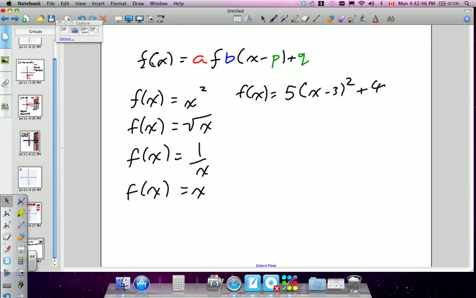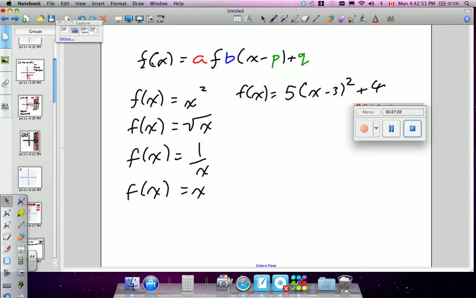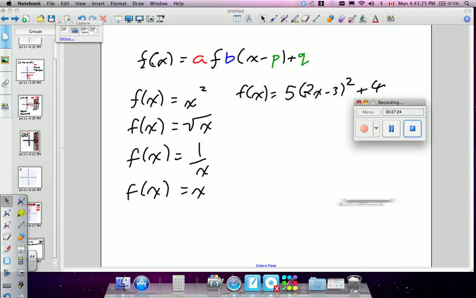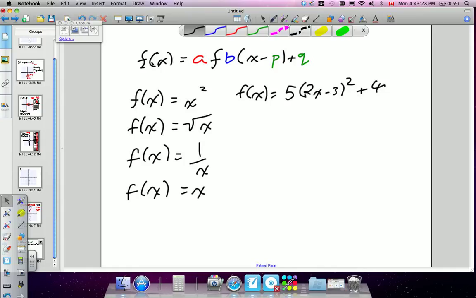And another way we can affect this. Okay, so sorry, here we go. So essentially, here's our a value, our b value. It's attached to the x. It's been multiplied by the x. Okay, this is our p value and our q value. So that's how these numbers are going to affect.